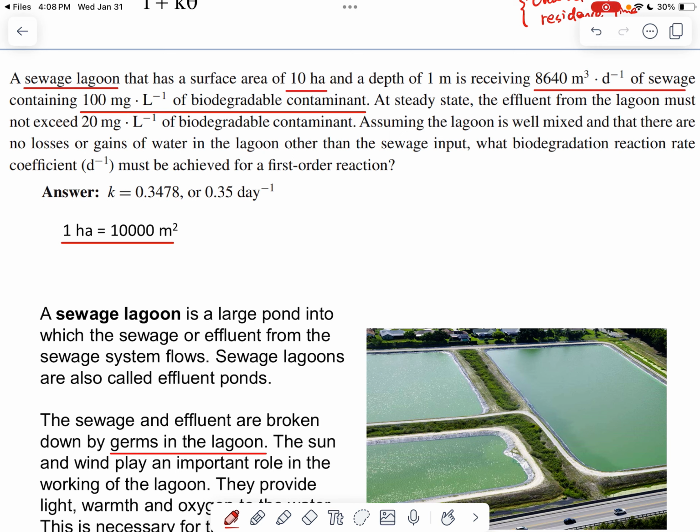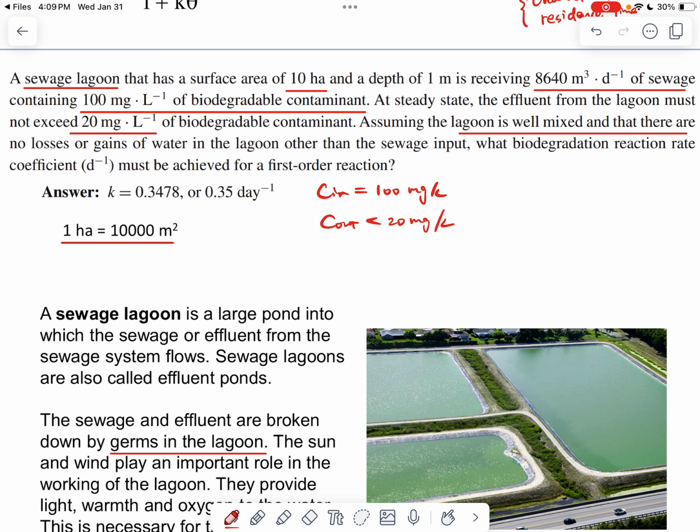At steady state, the effluent of the lagoon must not exceed 20 milligram per liter of the biodegradable contaminant. So what this means is that when C in equals 100 milligram per liter, C out has to be smaller than 20 milligram per liter. Further, we assume that the lagoon is well mixed and that there are no losses or gains of water in the lagoon other than the sewage input. So this just means that there are no extra in or out, right?